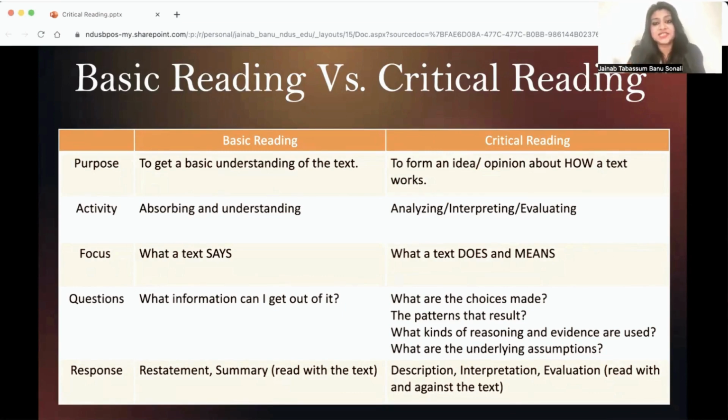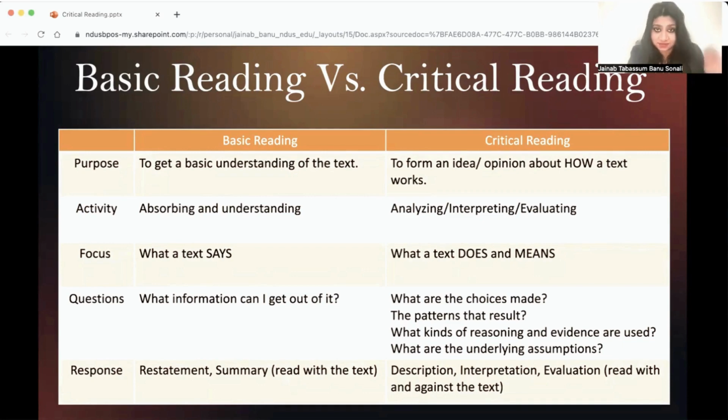So when you are reading a text, you're basically asking something, because without the question, you cannot come up with the answer. So the question is, what information can I get out of it? So you read the text with your basic reading skill, and you will know what information you can get out of it. You're just focusing on the information. And then how are you responding to this question? You're restating the same information. You are just giving the summary. You are coming up with a basic understanding of the text, restating the same information in your own way, but you're reading the text with it, not against it.